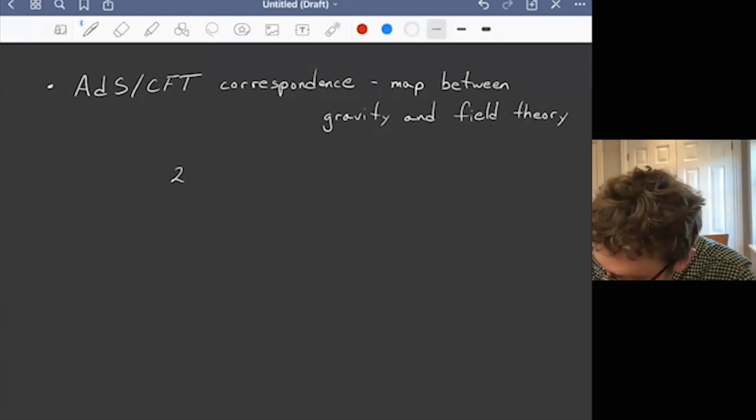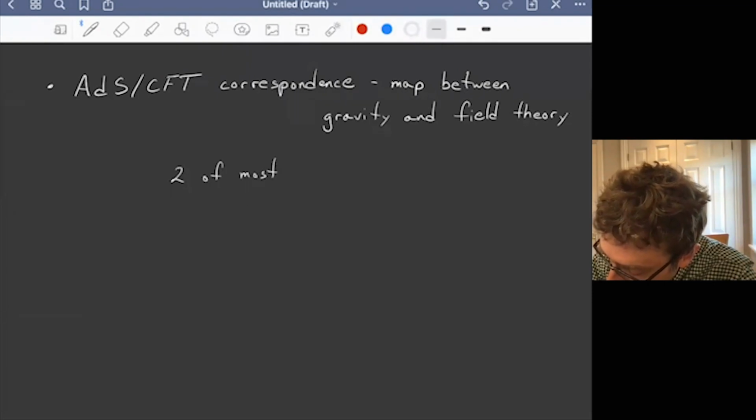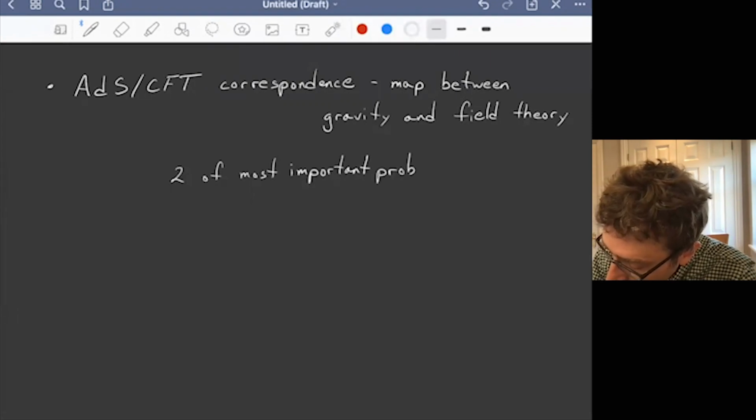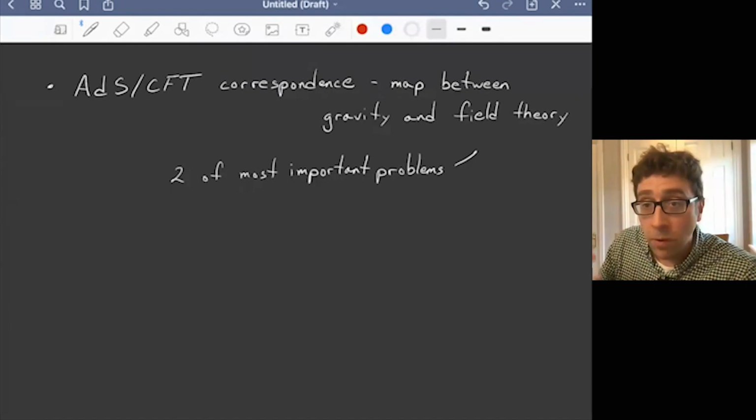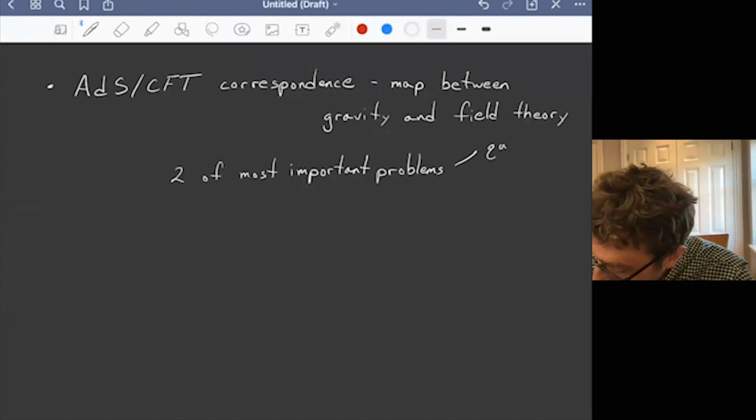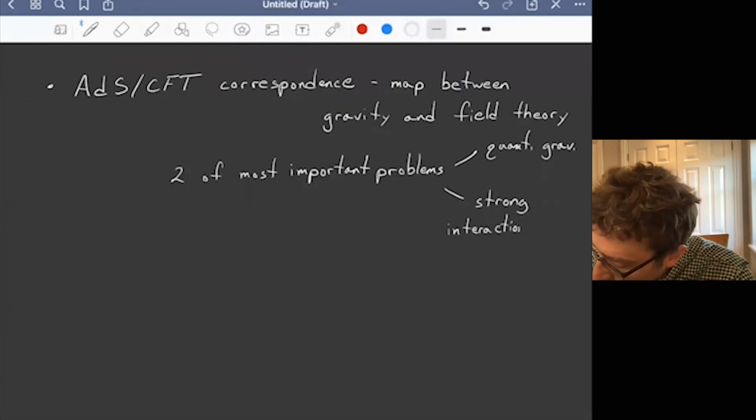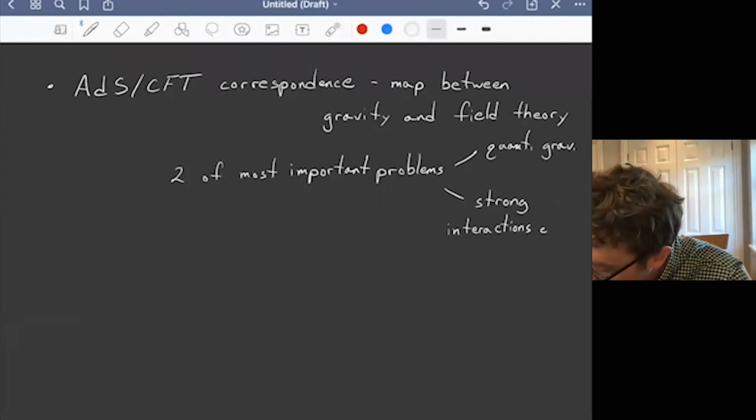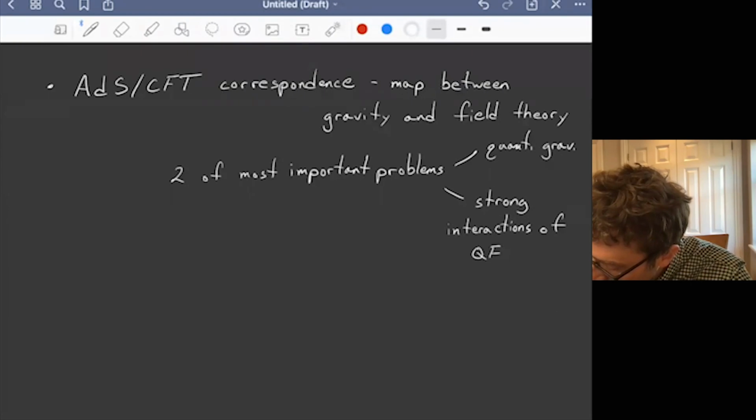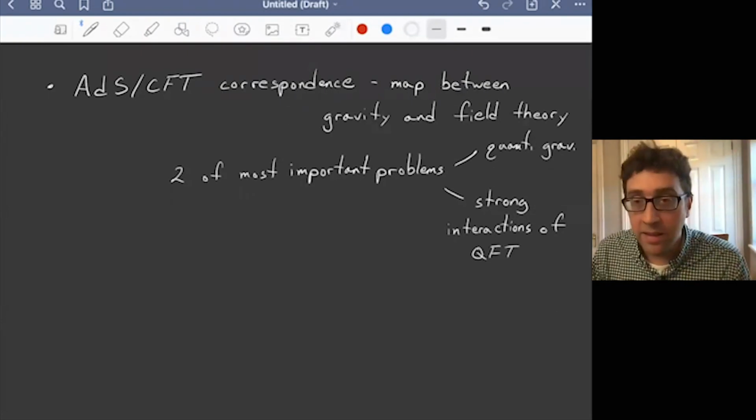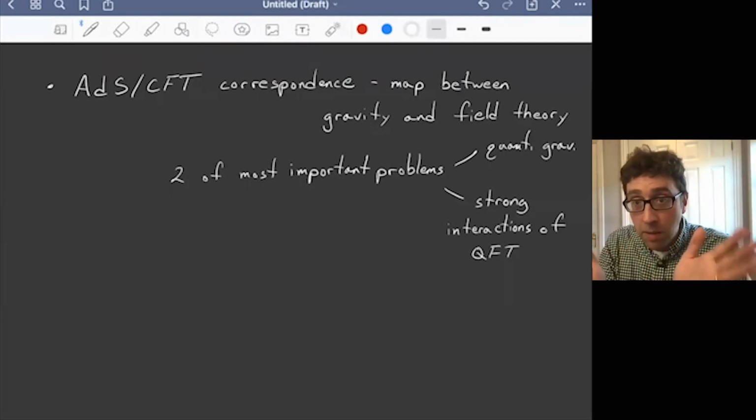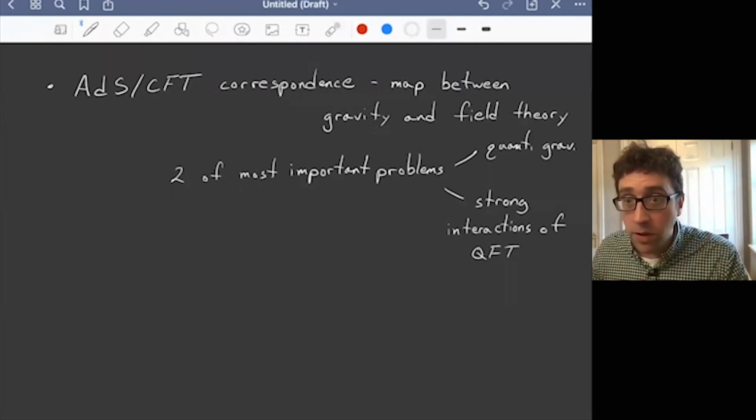And these are two, I would say, of the most important problems in our field today. And that's why there was so much excitement about AdS/CFT. The theory of quantum gravity and the problem of strong interactions in field theory. Confinement in QCD is a famous example of that. So AdS/CFT, I think, got everyone very excited because it promised so much by way of addressing these two fundamental questions in our field.